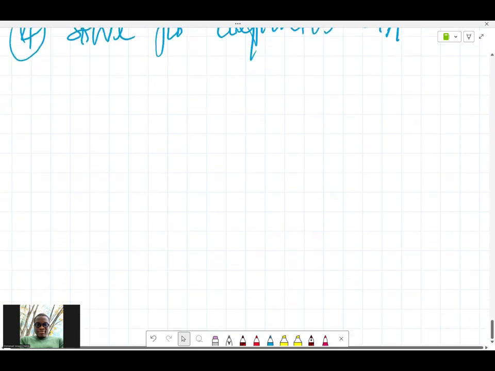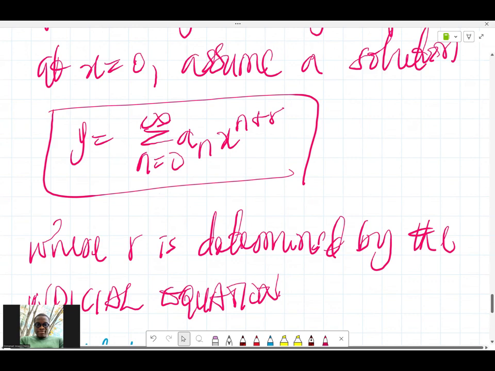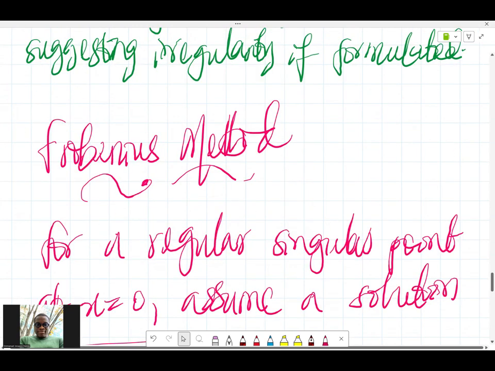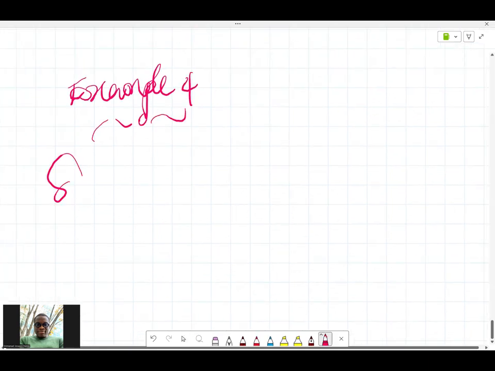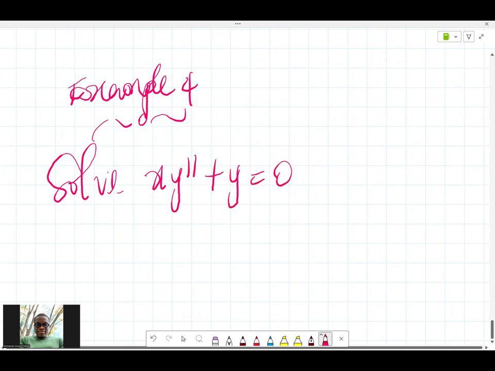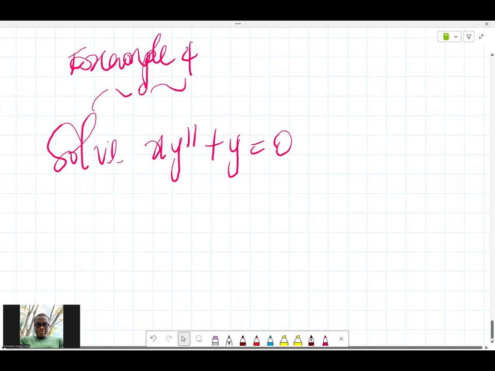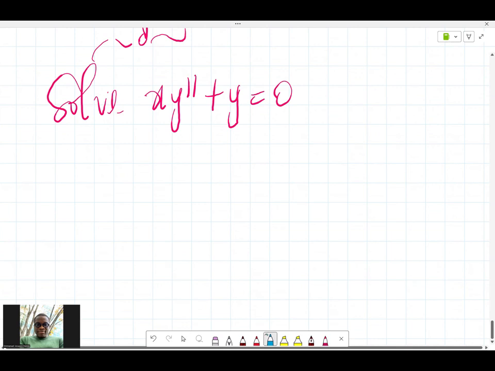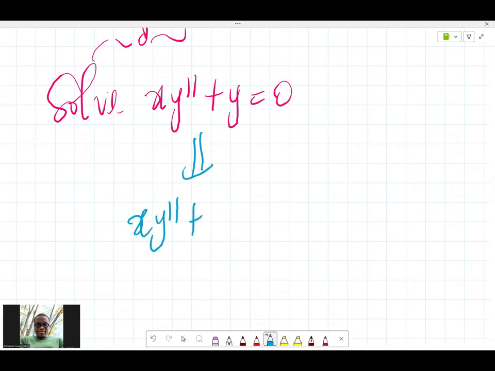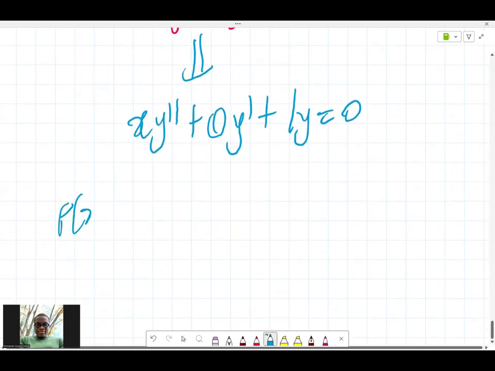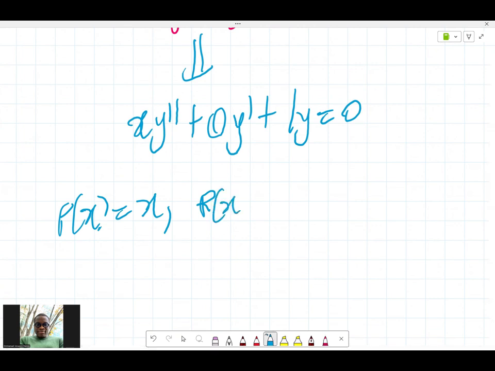All right, so let's take another example. Did I number the previous ones? I did not. Okay, it's example 4 now. Example 4 is about Frobenius. So we need to solve xy'' plus y equals 0. Obviously, you can see that it is of the standard form we've been talking about. Rewriting it in the standard form, this is xy'' plus 0y' plus 1y equals 0. So p of x is equal to x, q of x is 0, and r of x is equal to 1.